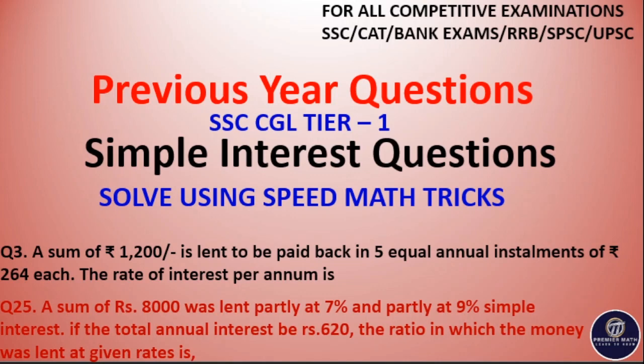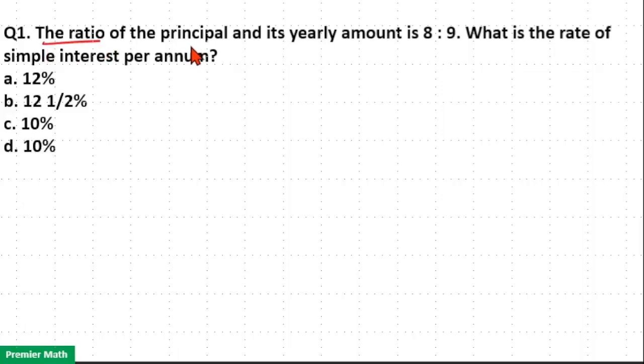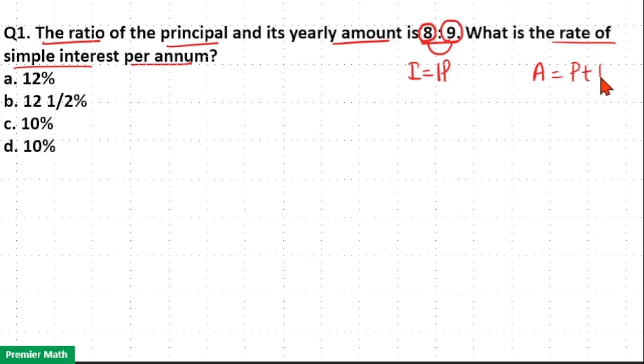Our first question is, the ratio of principal and its yearly amount is 8:9. What is the rate of simple interest per annum? We need per annum. Here you can see, I invested 8 parts in the bank. After 1 year, I got 9 parts. That means the difference between 9 parts and 8 parts is 1 part, which is the interest I received after 1 year. Here you already know amount is equal to principal plus interest.